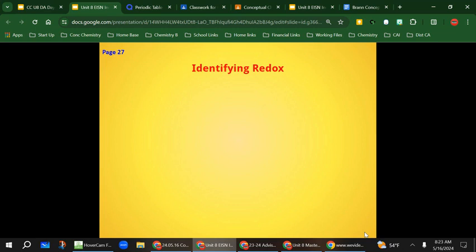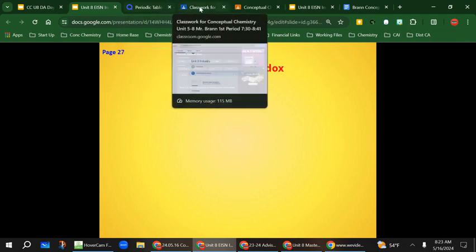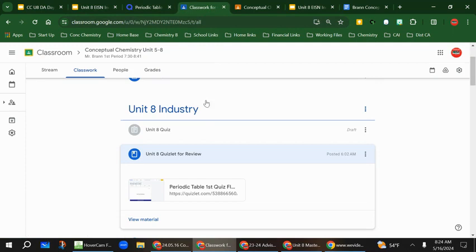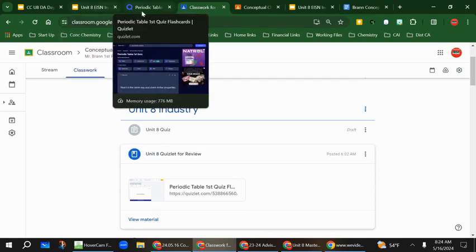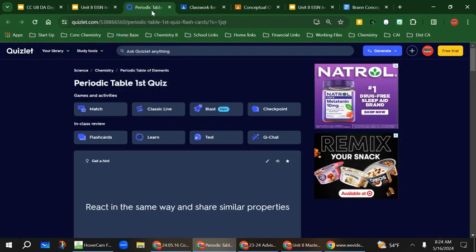Now, you've got about 15 minutes left to the hour, ladies and gentlemen. There is a Quizlet online for you that you can go to. It is in Google Classroom, ladies and gentlemen. Right here, the Quizlet for review for the periodic table first quiz. Here's the Quizlet that comes up. Okay? Again, some different things that you can do. You can use the flashcards. You can take the test. You can learn whatever you want, ladies and gentlemen. But you can only take the test once.